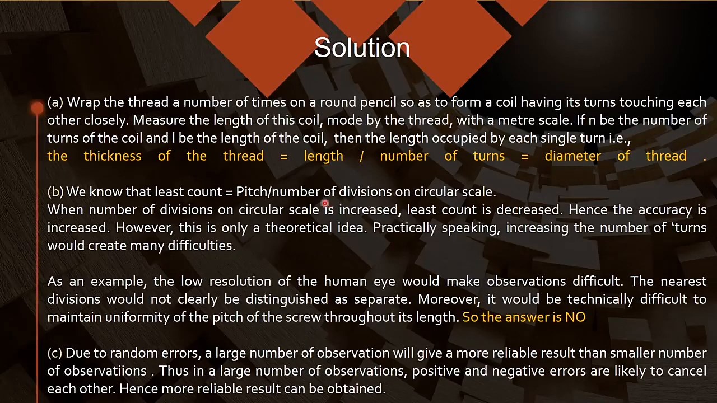I have written the solution for your help, so that you can note it down. For the first part, thickness is length upon number of turns, which will give you the diameter of the thread. For the second part, the least count will decrease and accuracy will increase. Theoretically the answer is yes, but practically the answer is no. And for random errors, it will of course be more reliable to take more observations. Let us stop here. Thank you.